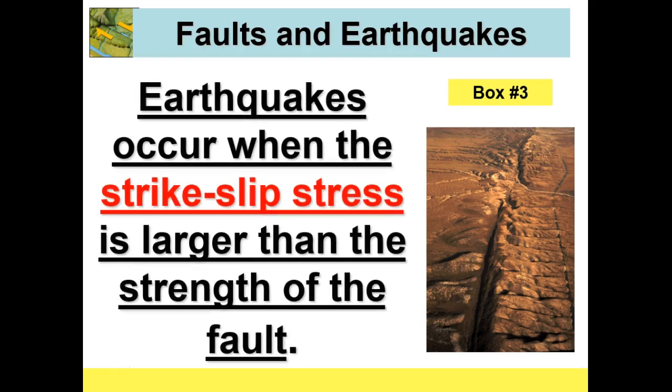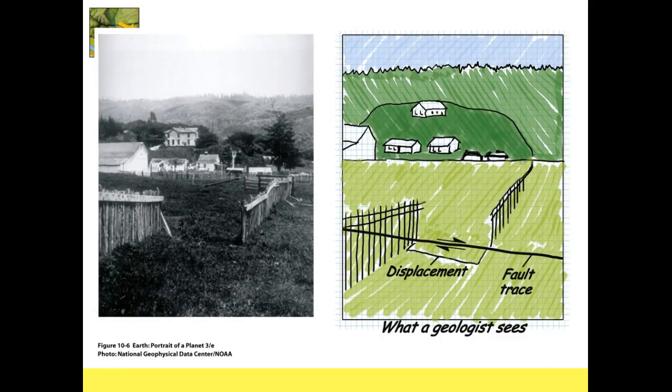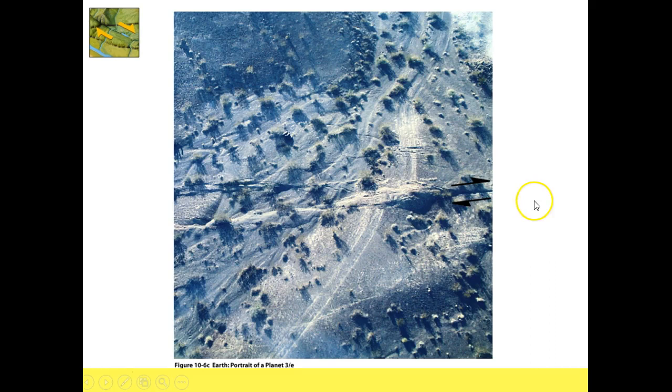So we're going to write: earthquakes occur when the stress is larger than the strength of the fault. It can't handle it anymore, so it releases that in the form of kinetic energy. I can see here, obviously the fault line runs from side to side because the fence was moved along that fault line when that energy was released. Another aerial view: this road used to continue all the way across, but the fault line is right here, and when that stress built up, it released the energy and shifted the whole land to the side.